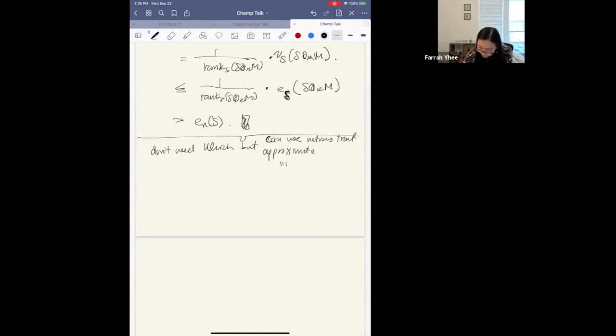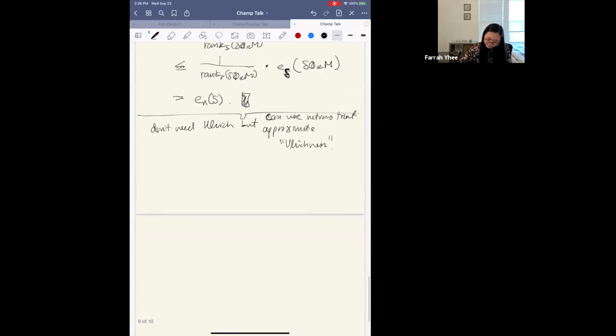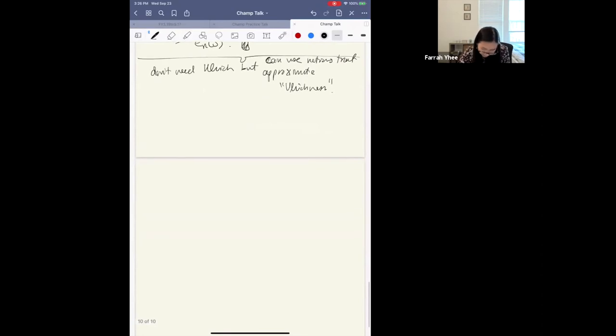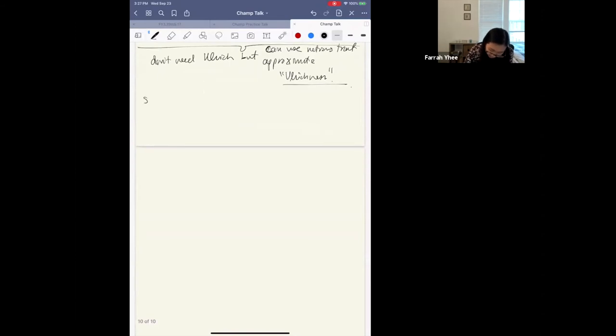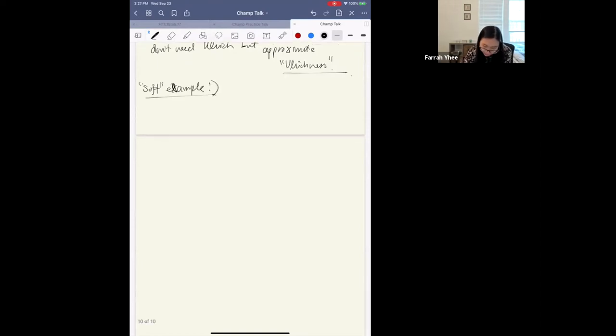So approximate Ulrichness. And that's precisely what Lin-Chuan Ma does in his paper with weakly Lim Ulrich sequences. But I'm going to give a soft example of what I mean by we just need to approximate Ulrichness. So a soft example would be, this was an observation in 1999 in Haynes' thesis.